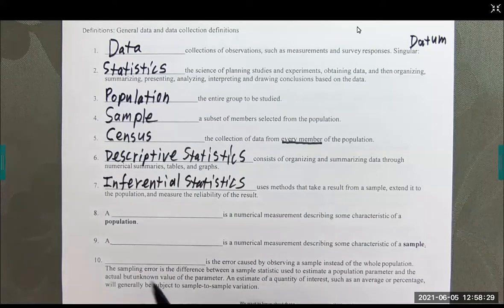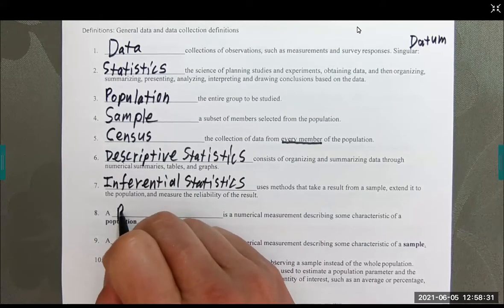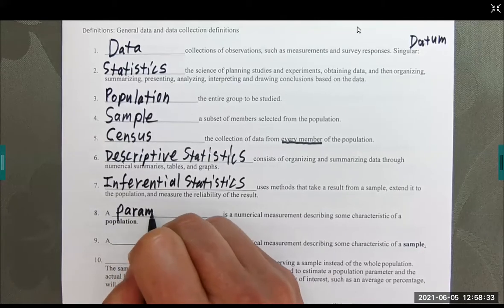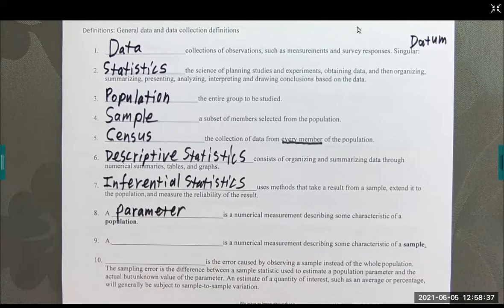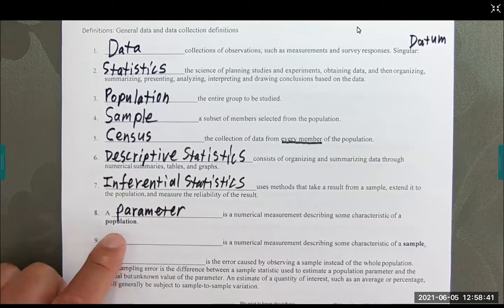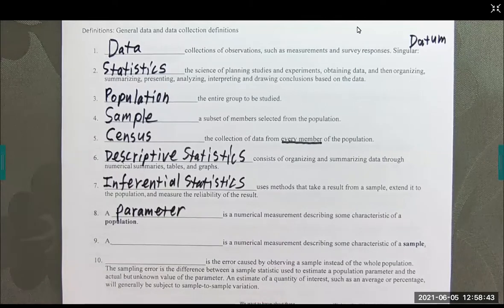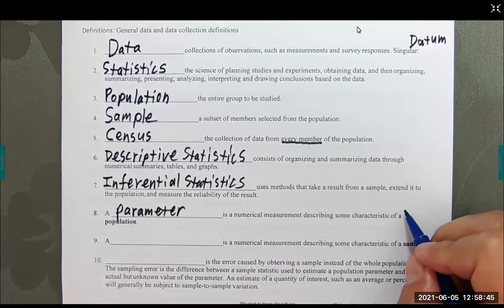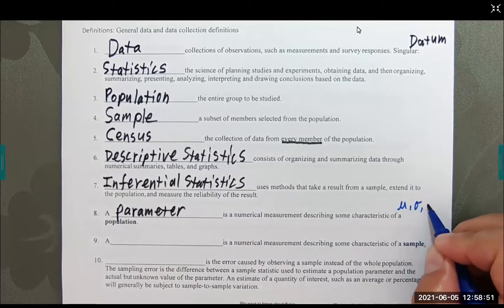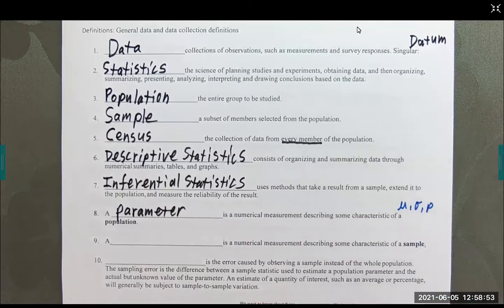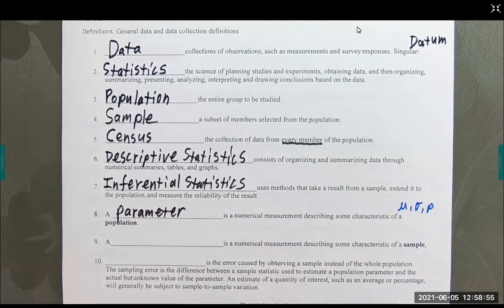Number 8 is a parameter. A parameter is a numerical measurement describing some characteristic of a population, and usually for this class, we're going to be analyzing the mean. We'll talk about what that is here in a second, standard deviation, or the true proportion. And we'll get to all those eventually.